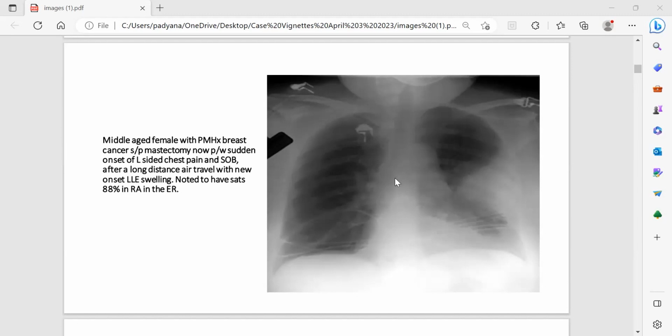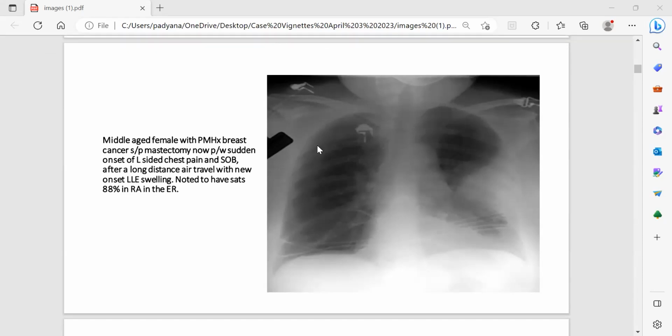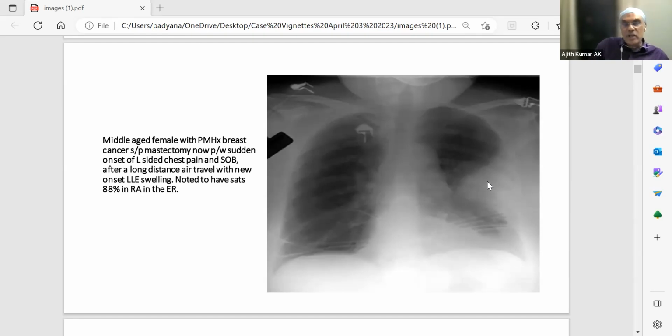Yeah, Kiran, you can answer loudly. Wedge-shaped opacity on the left side. So looking at the history, it looks like pulmonary embolism in this case. And what is this sign called? Hampton's, is it? Or something else? Westermark, not Western. The relative avascularity is called Westermark sign. Am I right? Yes, sir.